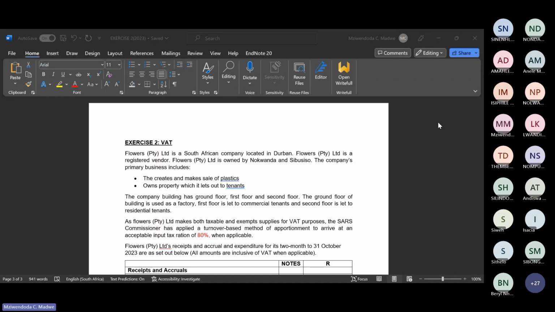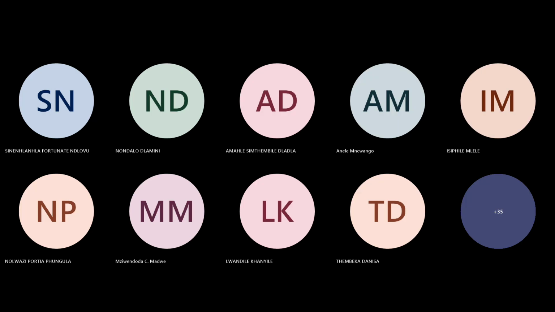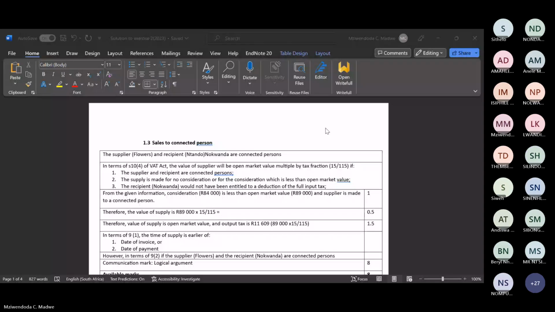Okay, so let me do it like this. Okay, can you see a solution on your side? You can indicate by showing hand. Solution. Thank you.